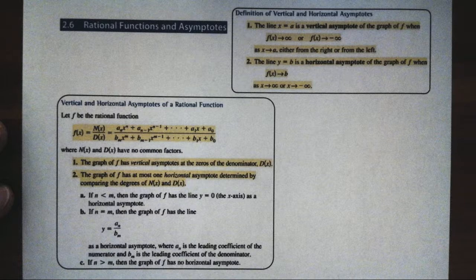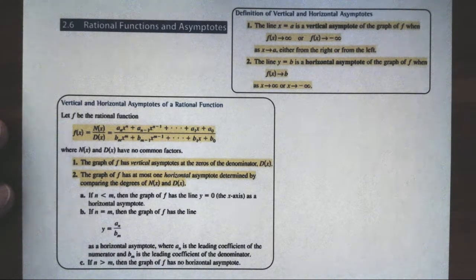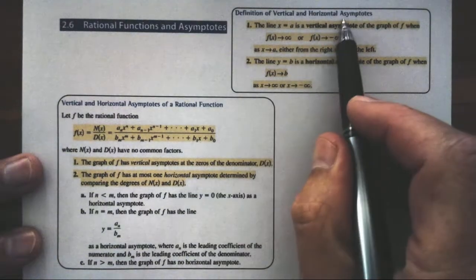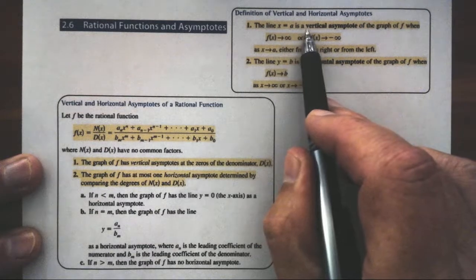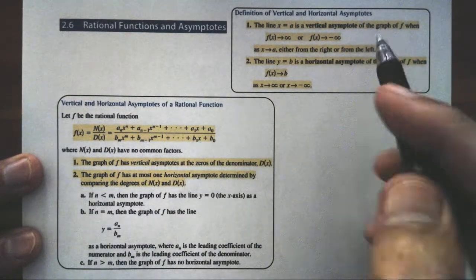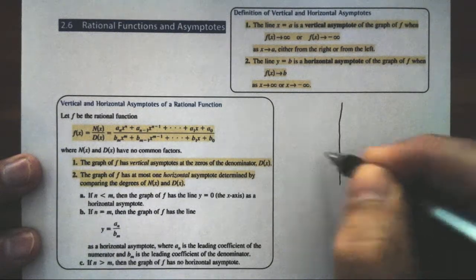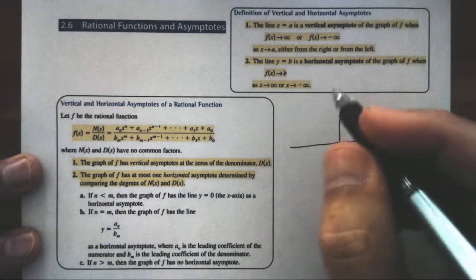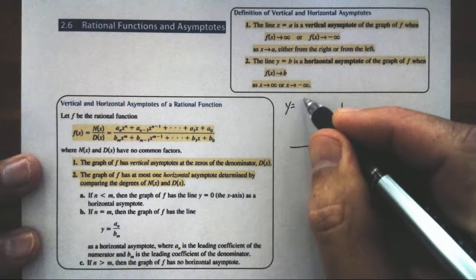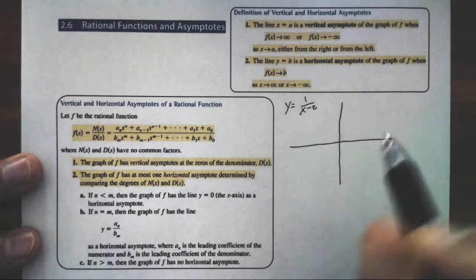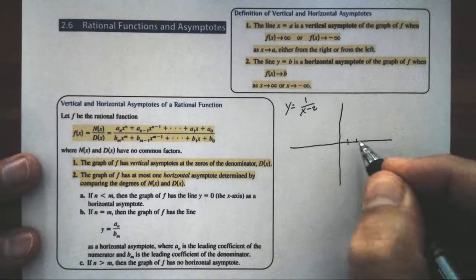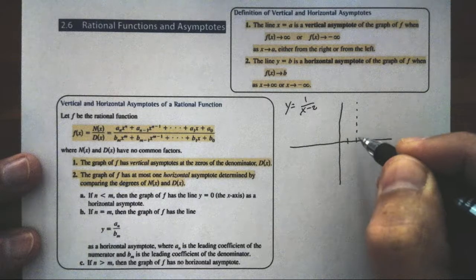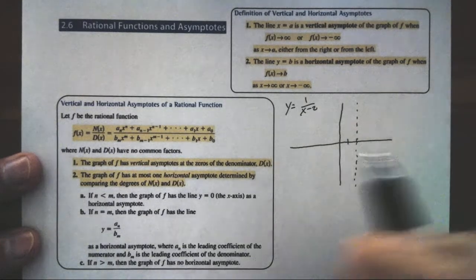Here we have a definition of vertical and horizontal asymptotes. The line x equals a, so that's a vertical line, is a vertical asymptote, and graphs like to come in and touch, or not touch, but approach vertical asymptotes. So if I had something like y equals 1 over x minus 2, quickly we recognize that 2 is a problem. We can't go to 2, but as we go to 2, so here's our x equals 2 vertical asymptote.